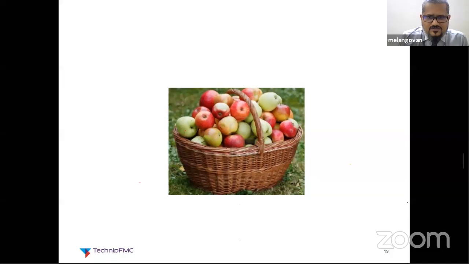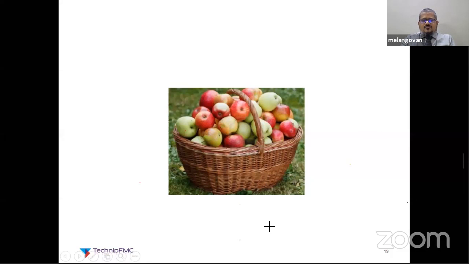So, what is this concept? Before that, I am just showing one picture. If I ask somebody to define what it is, the obvious answer is a basket full of apples. Is there any other definition? Somebody may say a basket full of green and red apples. This is how this picture can be defined.